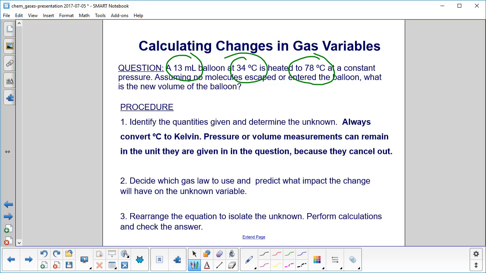Procedure. Identify the quantities given and determine the unknown. That's the first step in darn near any physics or chemistry problem. And here's the key. You have to convert degrees Celsius to Kelvin or it won't work.